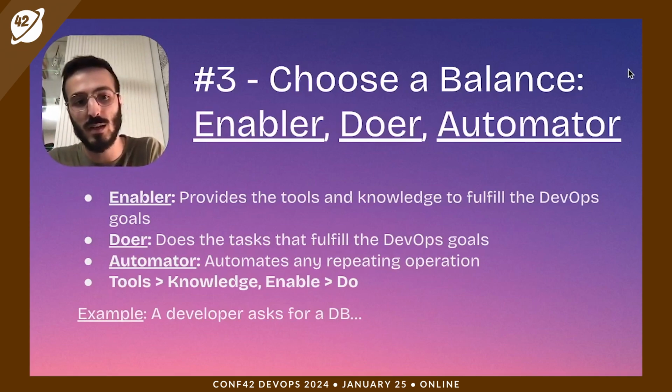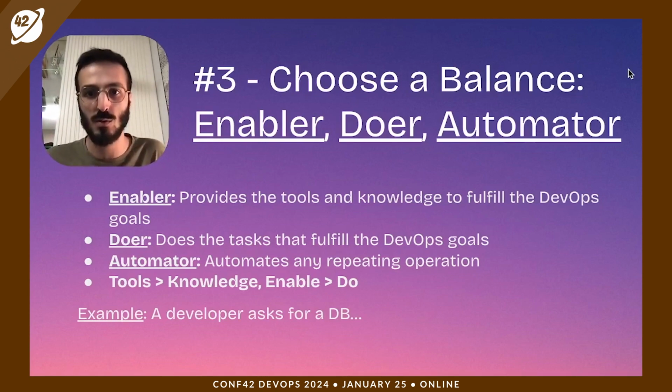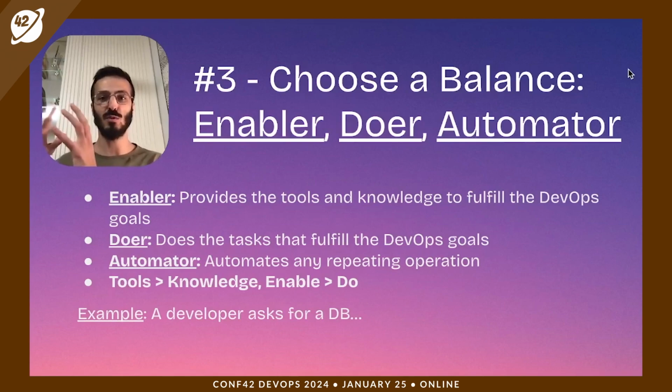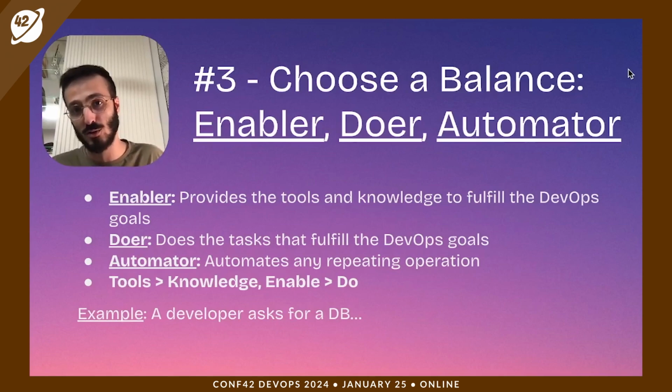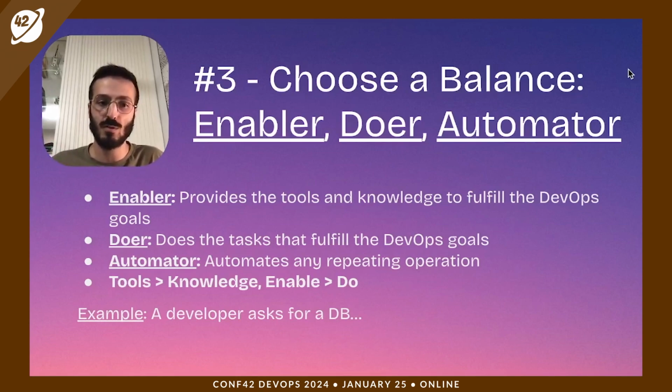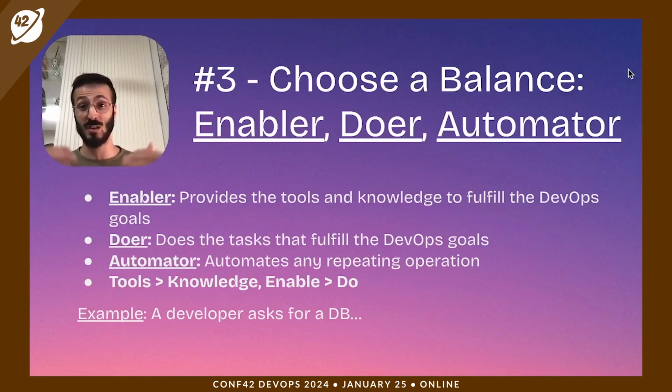So an enabler provides tools and knowledge. A tool could be a ready-made community-built tool. It could be a tool that some company built and sells. It could be a script that you built, any abstraction that exists. And knowledge, of course, is the knowledge for how to achieve something. So that's enabler. Doer does the tasks. Of course, that's the most time-consuming for the DevOps engineer and the least scalable way of doing things, because it's completely relying on the available capacity of the DevOps engineer in the moment.